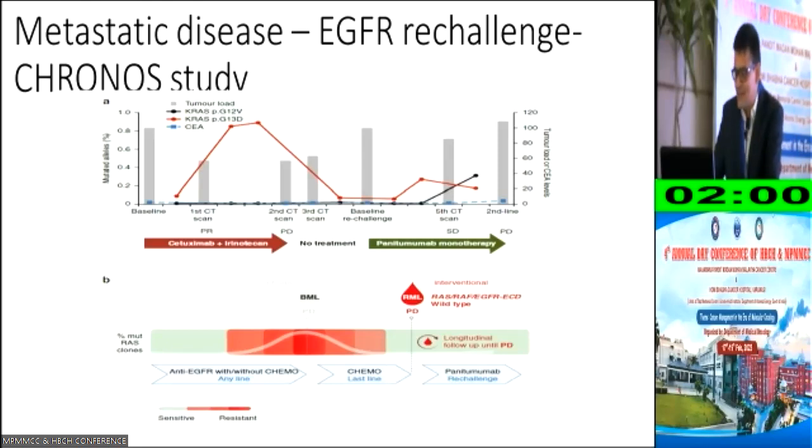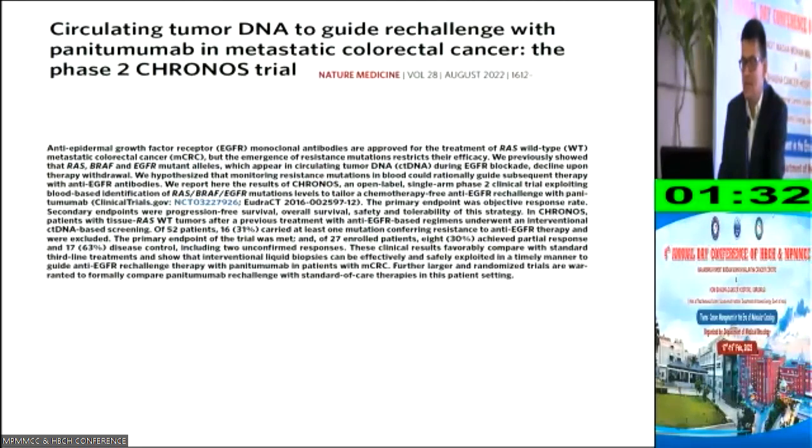And these patients are challenged with single agent panitumumab. So patients who at baseline were KRAS mutant got a response because they had been anti-EGFR free for some time, and received single agent panitumumab. In this study, the response rate was 33%, and stable disease was around 60%, if I am not wrong. So that is amazing. And this is a study which was based on ctDNA monitoring.